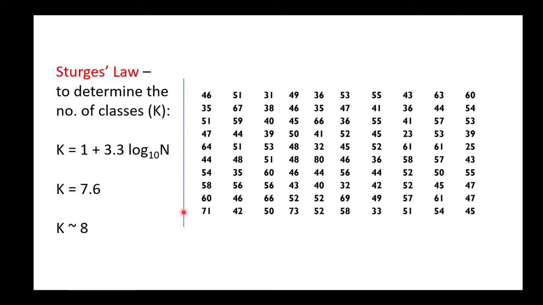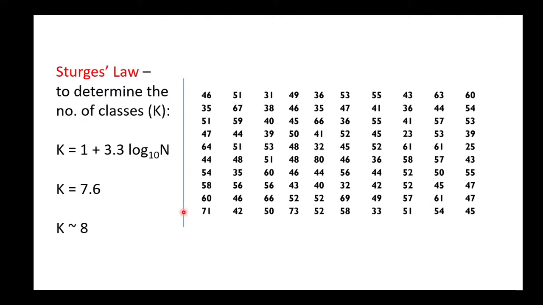How many classes do you want? You want to have 5, 6, 7. So you can use this Sturge's law. This law has been used by many statistical packages to build a histogram. Most of the time, statistical packages out there use this Sturge's law.